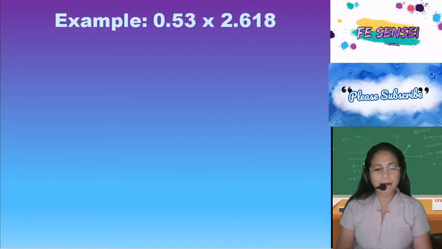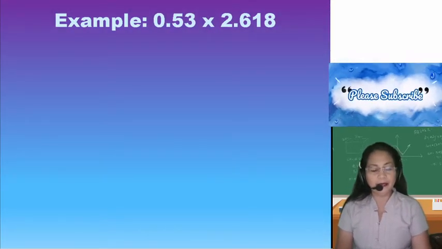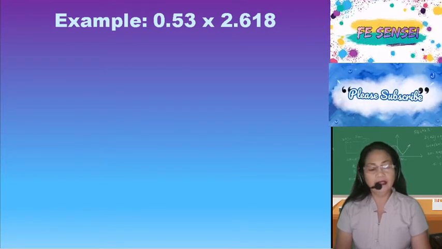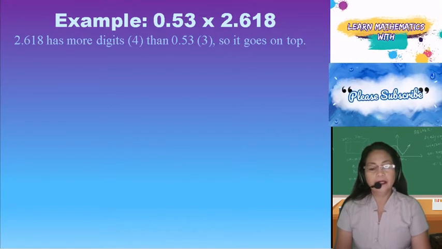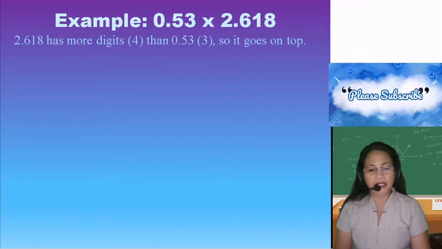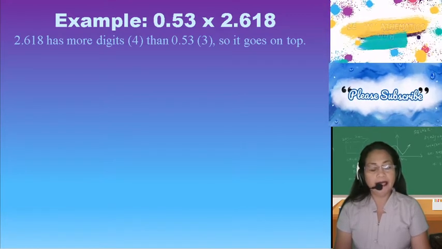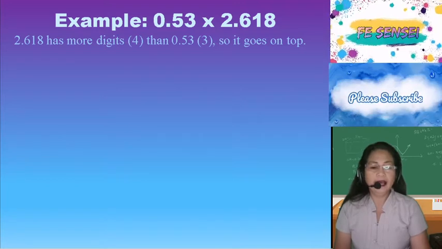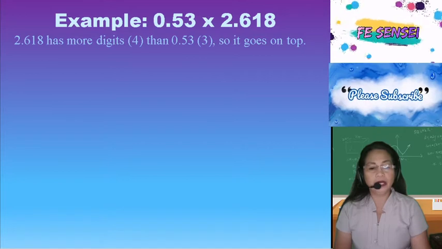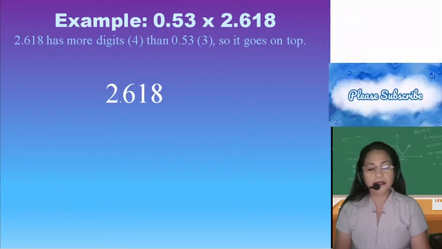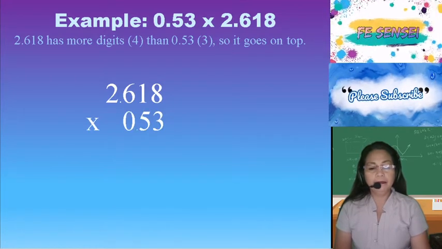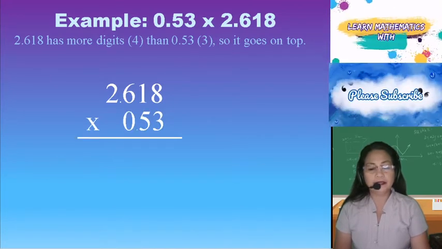Another example, 53 hundredths times 2 and 618 thousandths. 2 and 618 thousandths has more digits. We have 4, then 53 hundredths, we have only 3. So it goes on top. 2 and 618 thousandths times 53 hundredths.